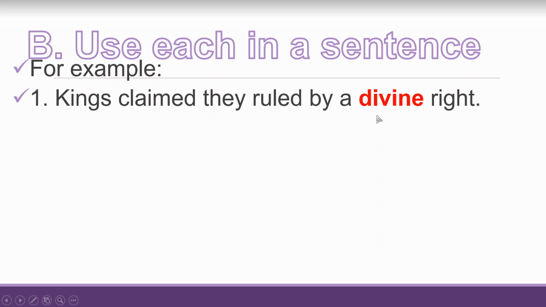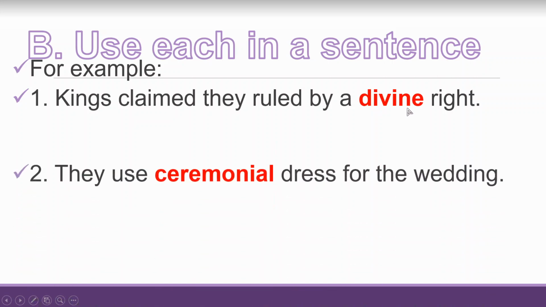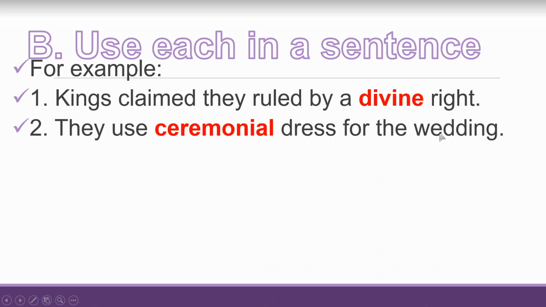Kings claimed they ruled by a divine right. So this is actually true for hundreds and thousands of years ago, when kings claimed that their power of ruling is actually from God or gods. Number two, they use ceremonial dress for the wedding.